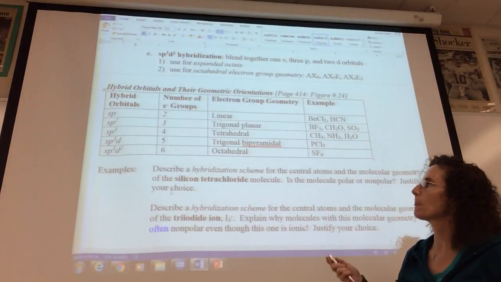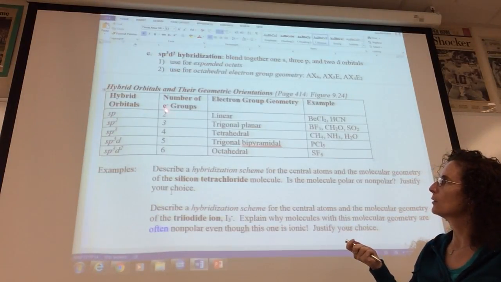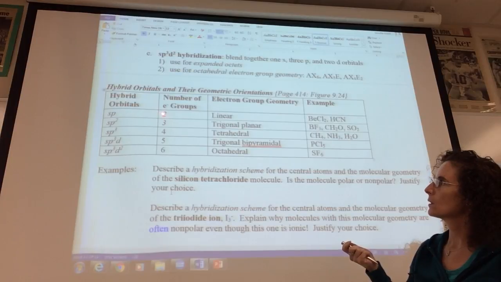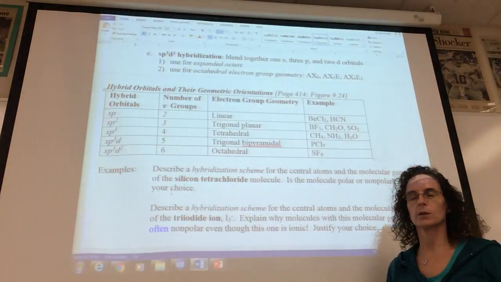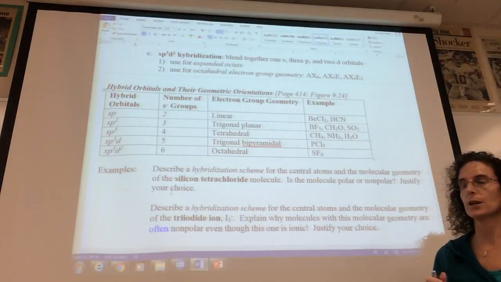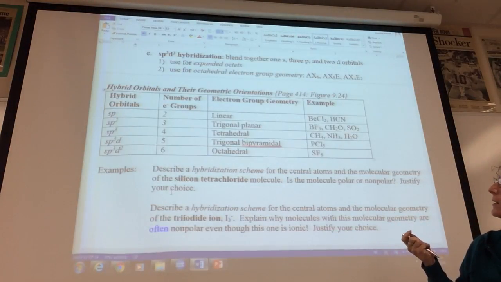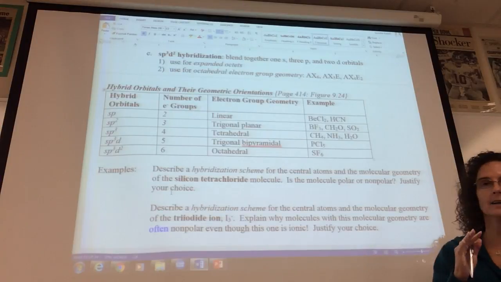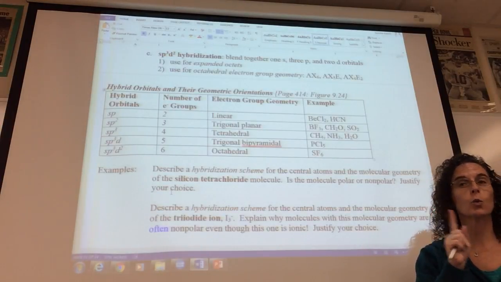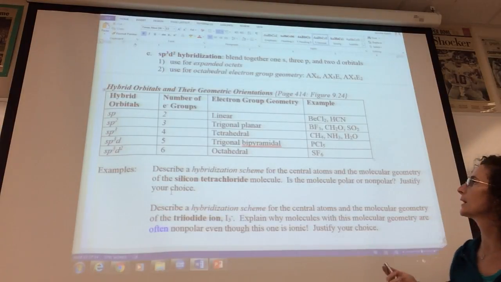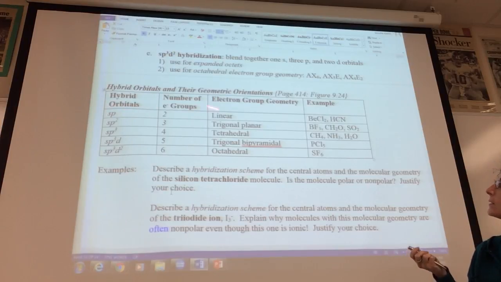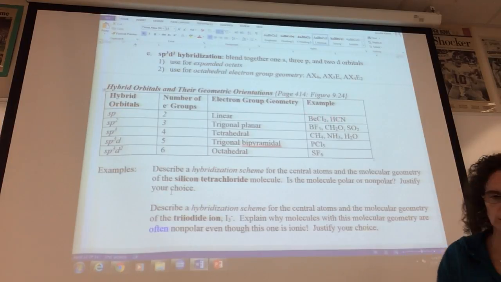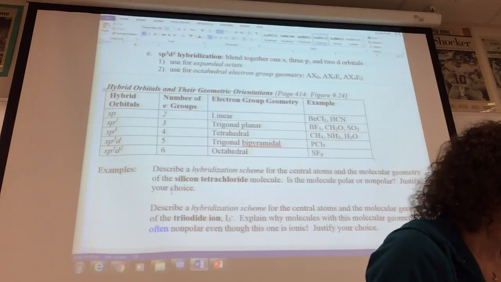Super simple. If you have 2 electron groups, you have sp hybrid orbitals. They'll say, what's the hybridization? Anytime you have the linear molecular geometry, not the linear weird molecular geometry, you have sp. Let's take a look at the 2 examples.